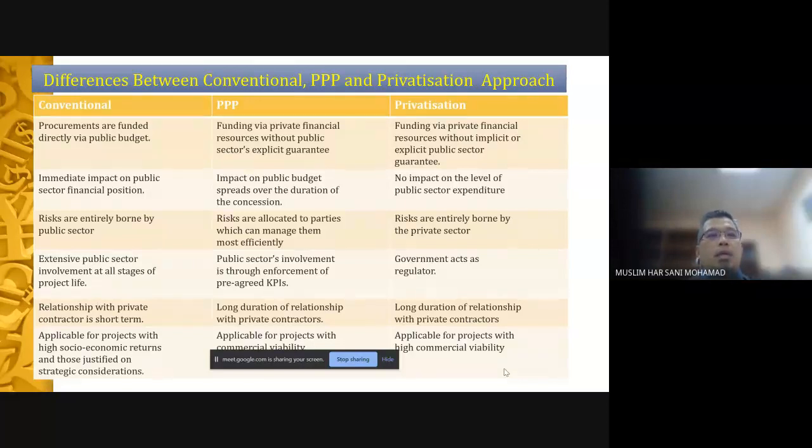The fifth one, relationship with private contractor is short term. Maybe up to the completion of the project, and then there is handover. Once there is handover of the project, basically the facility is owned by the government. It becomes the government asset, like KLIA Airport, for instance, just as an example.